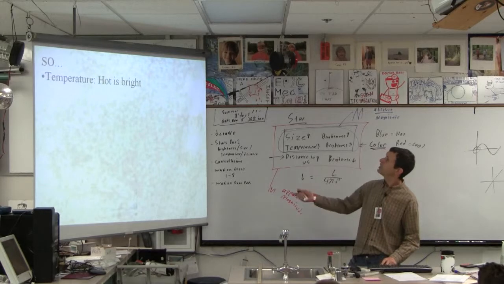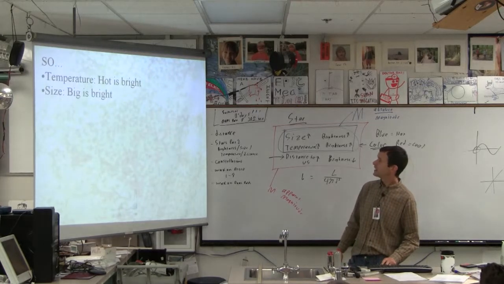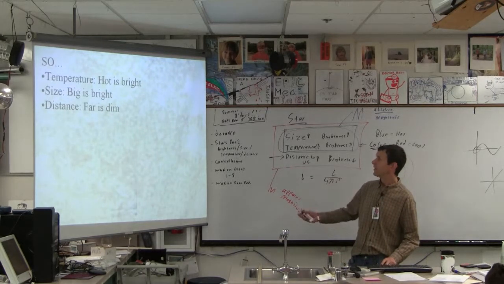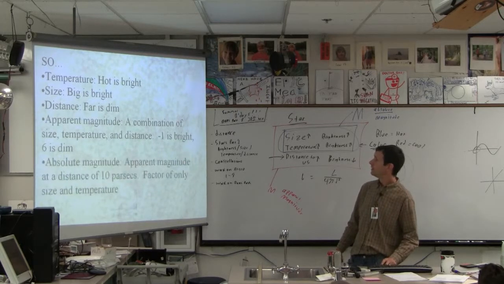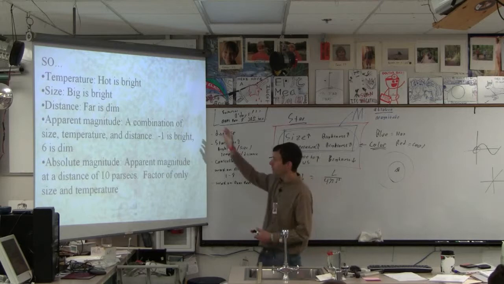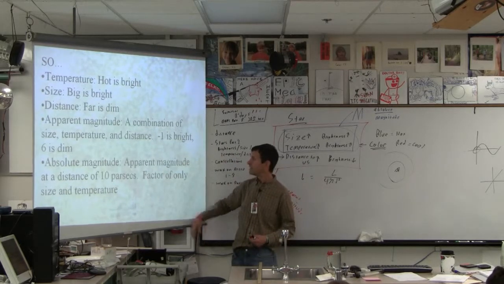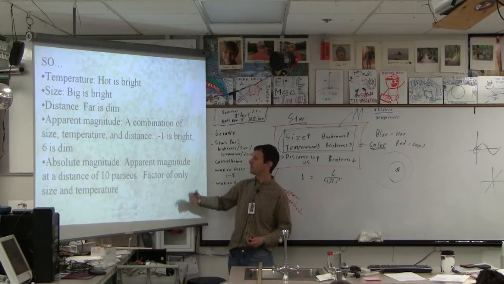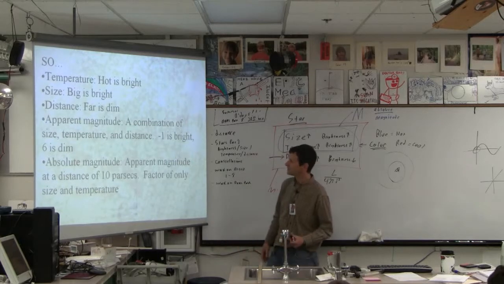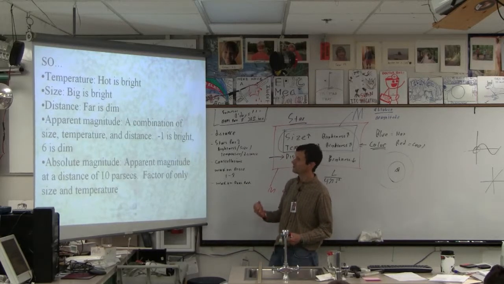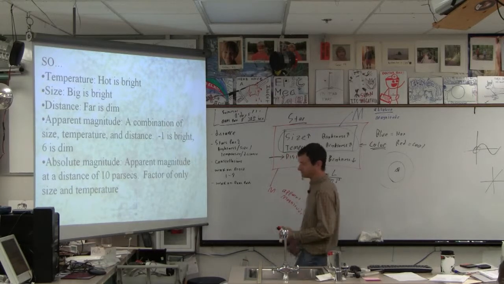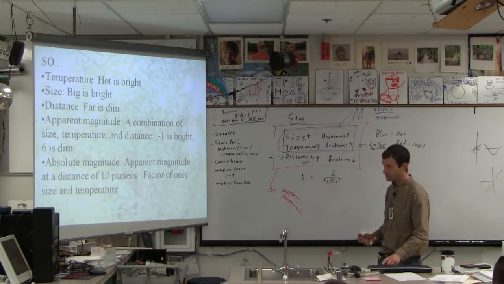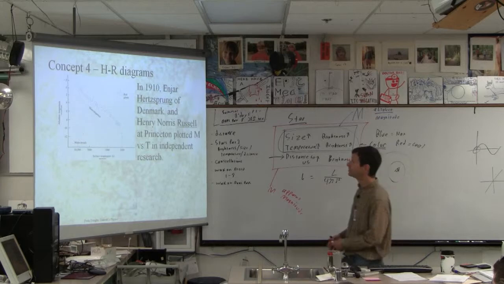So for temperature, hot is bright; size, big is bright; distance, far is dim, not bright. And apparent magnitude is a combination of all of them. Absolute magnitude, by the definition, is the apparent magnitude at a distance of 10 parsecs. If you were 10 parsecs from that star, that would be its absolute magnitude. That's not so important, but this is.